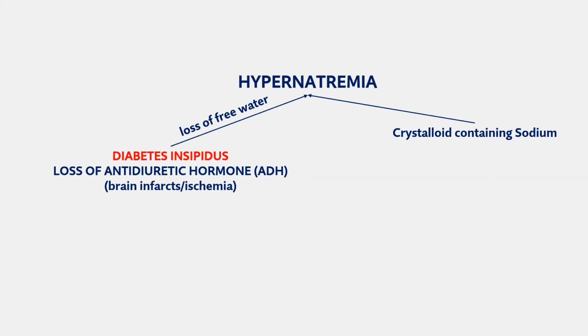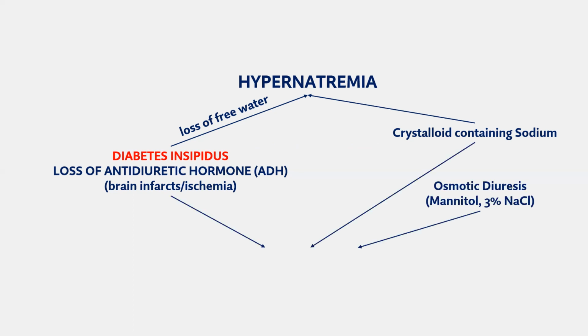At the same time, many doctors love to use normal saline and crystalloid containing sodium. Hartmann's also already has some amount of sodium. What more if we use normal saline or 3% saline, which may be used by the surgeon initially to counter and treat cerebral edema. Mannitol and 3% sodium chloride contain a lot of sodium, and can cause osmotic diuresis. So all three reasons can cause polyuria.